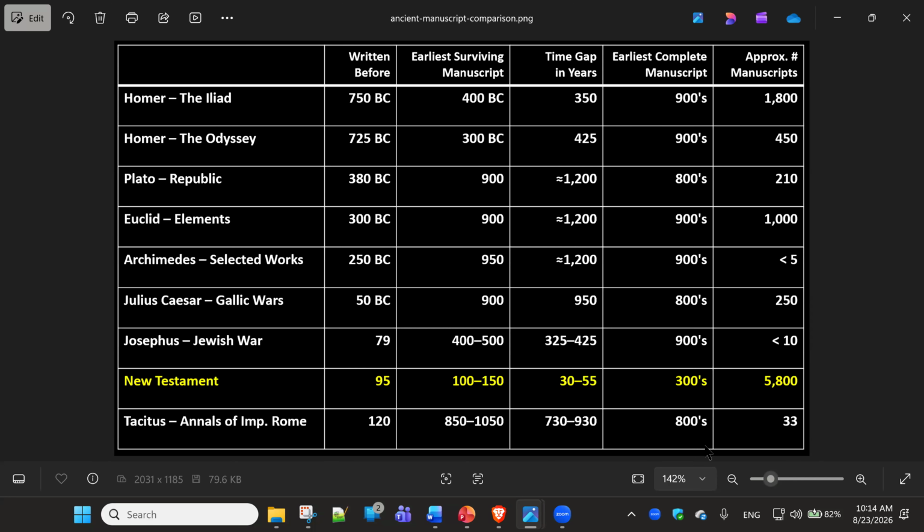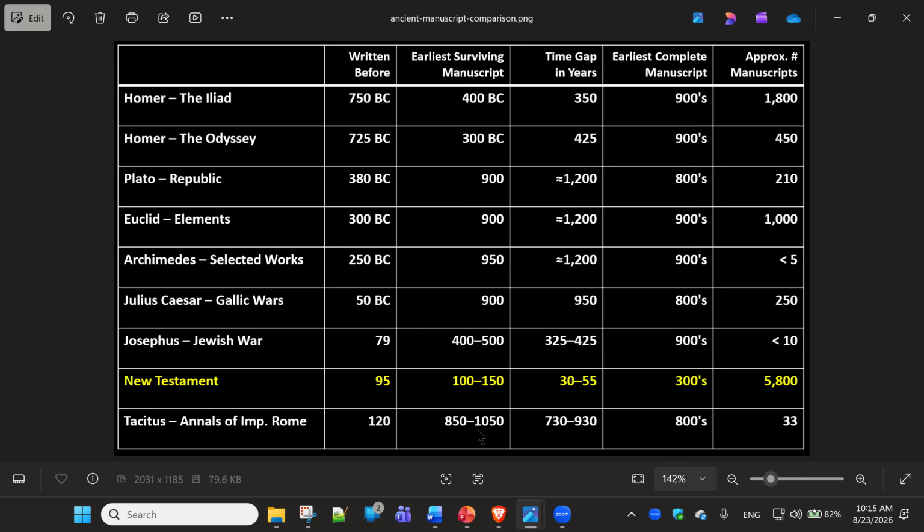Tacitus, Annals of Imperial Rome. I don't know why the New Testament is down there. Why did I do that? Oh, date. I did it by date. Tacitus, Roman historian, wrote, I think it's a 10-volume, 12-volume set. We don't have all of it, but you can see the time lapse here, right?